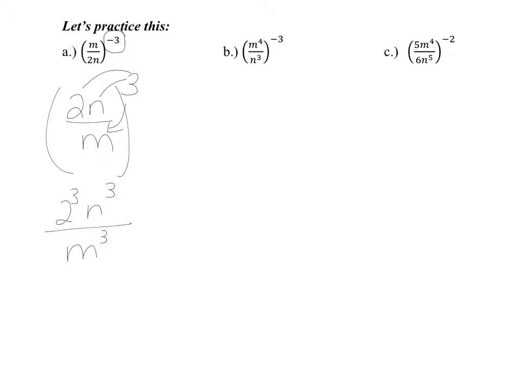2 to the third power becomes 8. So it's 8 n to the third over m to the third. And that's your answer there. So if you think you get it, go ahead and stop the video, but I'll do one more with you, and then you can check.